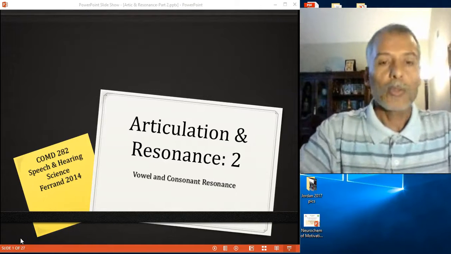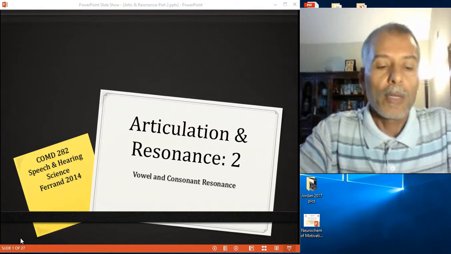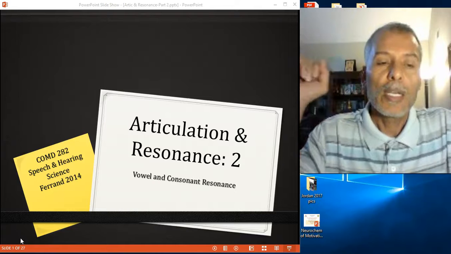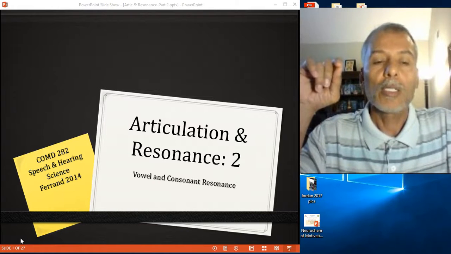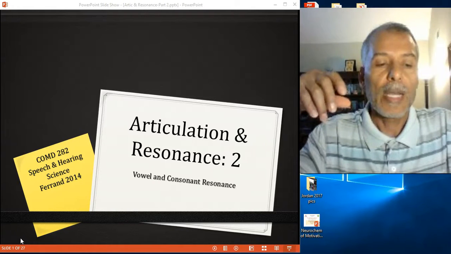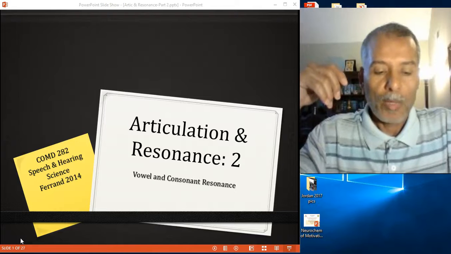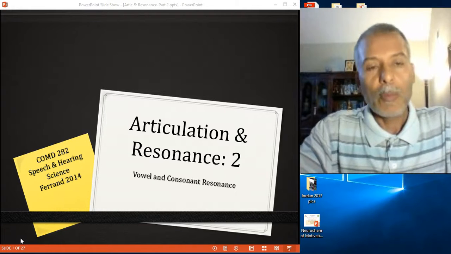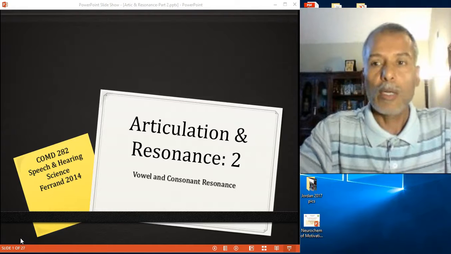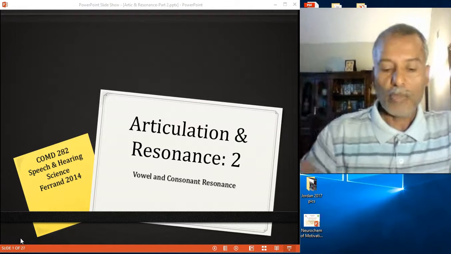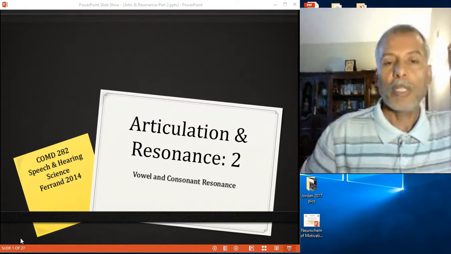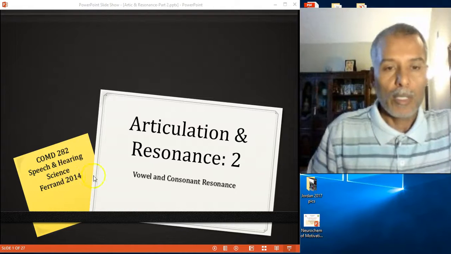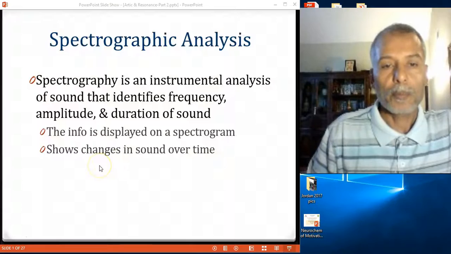In this section, we are going to have a quick review of the English vowels and consonants, and we'll speak about what a spectrographic analysis is, the spectrogram or spectrography analysis. And then we'll speak about how individual sounds resonate in the vocal tract and general pitch levels, or general resonant frequency levels, of English sounds.